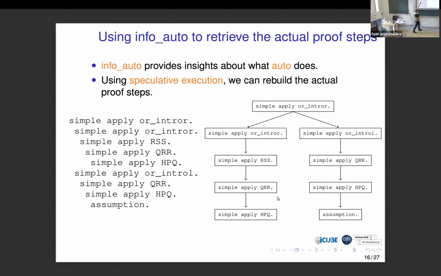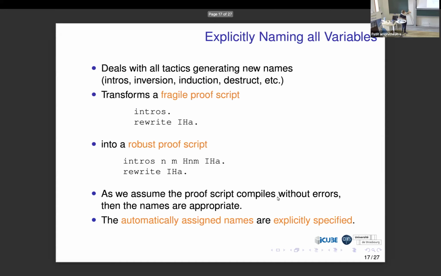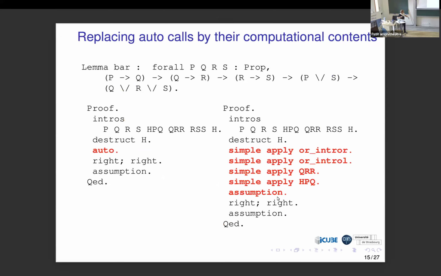So info auto provides, instead of what happens when you call auto, something like that. So you have to build a tree from this information. The indentation provides you insight about how it's organized. So it's organized in that way. And not all of the tactics that appear here are relevant. So the only relevant ones are these ones.